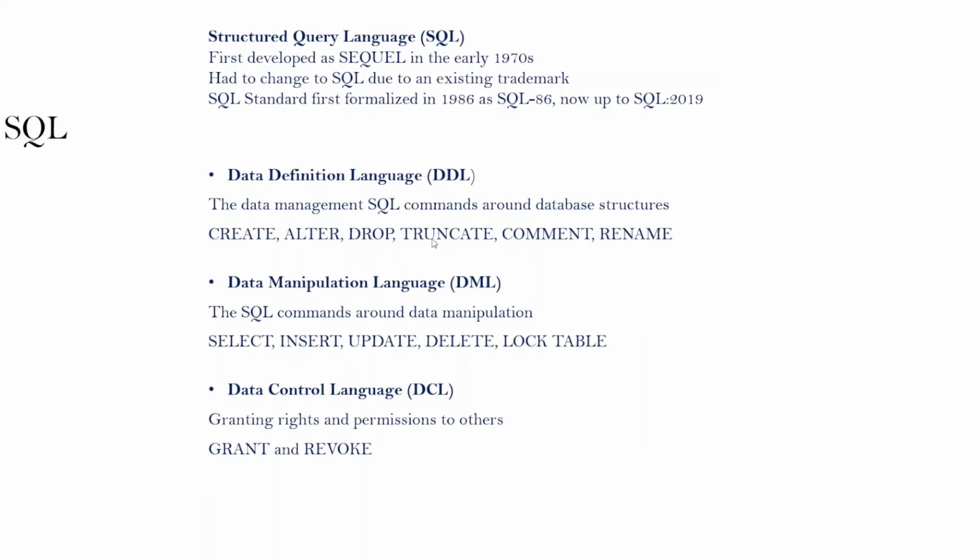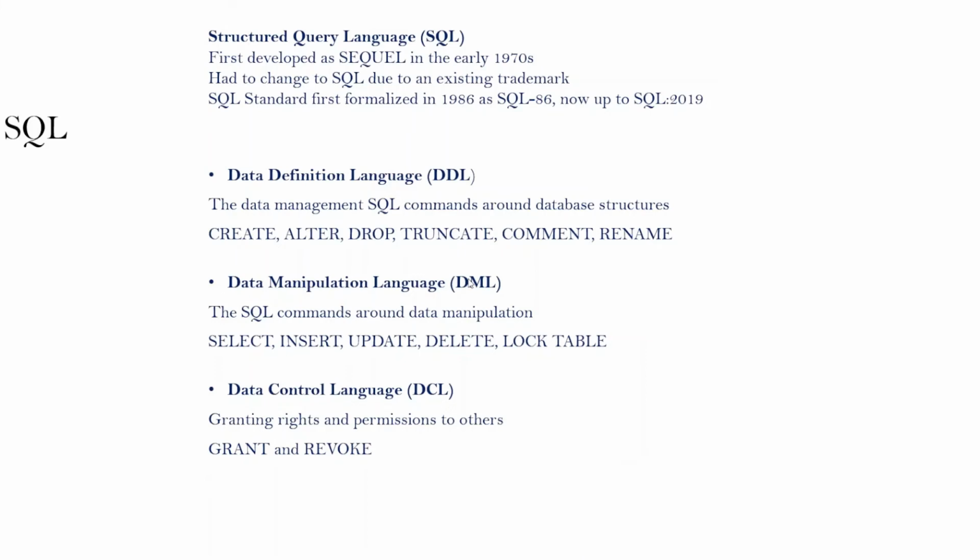If you have to truncate, meaning delete each and every record, we completely empty the table. Then there are comment and rename, like renaming the table. So DDL is on table level. The language and commands used to manage tables are called DDL. This is my own definition. I won't claim that this is the correct definition, but this is the best way, I would say, to understand.